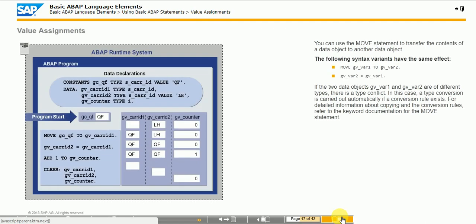When you start a program, the program context is loaded into a memory area of the application server, and memory is made available for the data objects defined in the program. Every elementary data object is pre-assigned the type-specific initial value, except if a different value was set using the value addition. The clear statement resets the contents of a data object to the type-related initial value. For detailed information about the initial values for a particular type, refer to the keyword documentation for the clear statement.